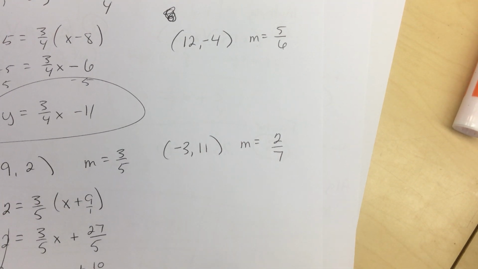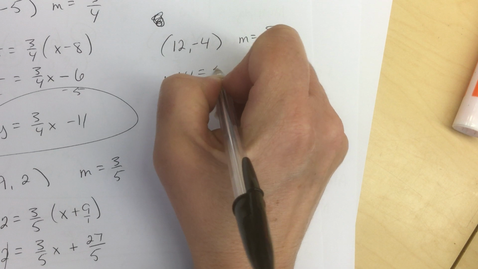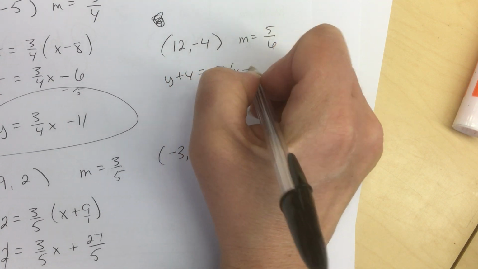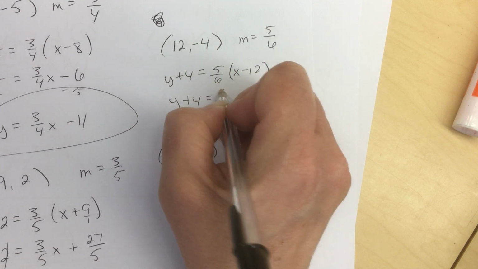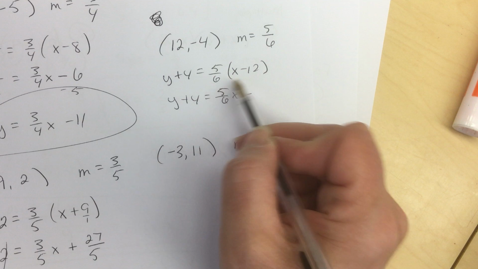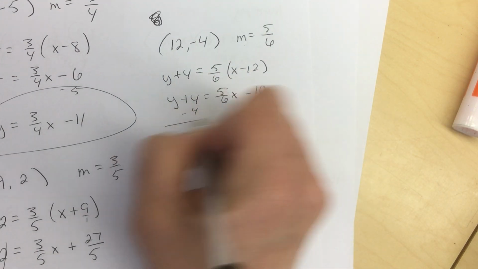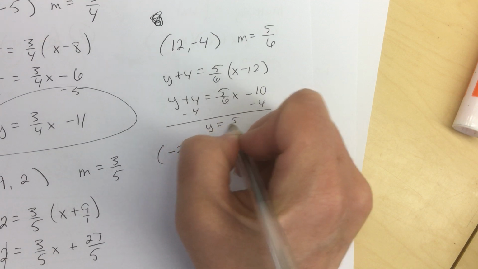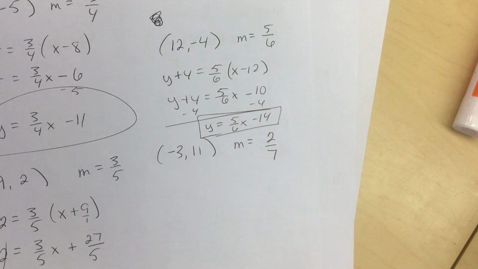Okay, so let's see what these answers should be here. This one should be y plus 4 is equal to 5/6 times x minus 12. So that's y plus 4 equals 5/6 x, 12 divided by 6 is 2, 2 times 5 is 10. And then subtract 4 from both sides. Your answer is y equals 5/6 x minus 14.